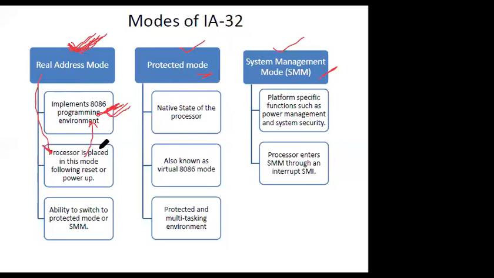Basically, when you switch on or power up the IA32 processor, the processor is in real addressing mode. It can be switched over to protected mode, which is also known as virtual 8086 mode. Protected mode is a protected and multitasking environment, and this is also the native state of the processor. When the processor is operating in normal conditions, it is said to be operating in protected mode. The next is system management mode.